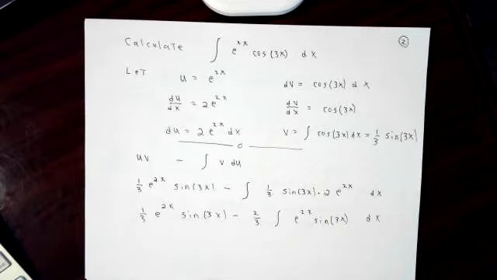At first glance, this doesn't seem like it's any better than what we started with, because we now need to know the integral of e to the 2x times sine of 3x, and we don't know that offhand any more than we knew the answer to the problem in the first place.